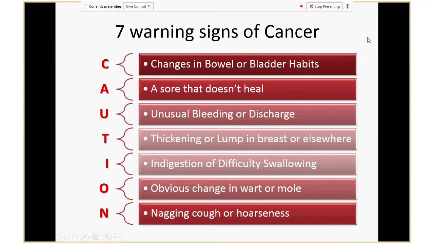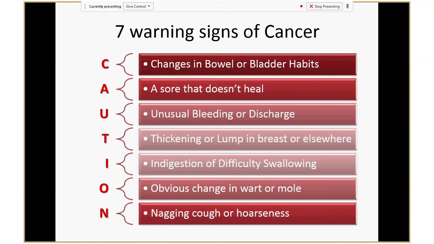7 warning signs of cancer. This is pretty general. Doesn't necessarily mean you have cancer, but it's just some suspicion that you should probably go get checked out. Changes in bowel or bladder habits are probably the most generalized, and they're probably the least definitive. Just because you're having diarrhea or constipation or bloody diarrhea does not mean that you have cancer. It can mean that, but it is better to go get checked after it's been occurring for like a week or 2 weeks, okay?